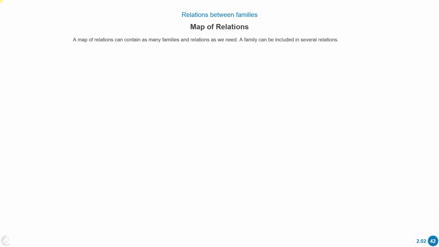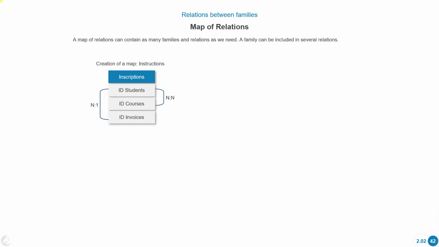How do we create this type of relation? To create a relation, we use what we call a map of relations. A map of relations can contain as many families and types of relations as we need. A family can be included in several relations. Let's see how to create a relation called inscriptions. For that, I'm going to create a map where I will create this relation. The relation between students and courses, that will be an NN relation.